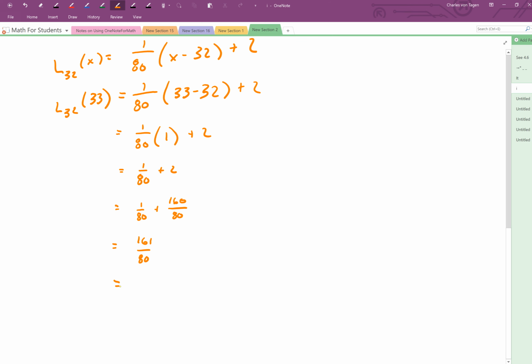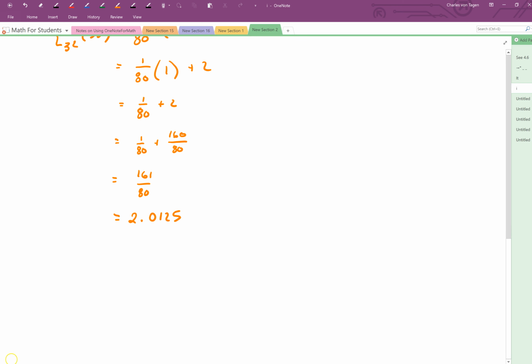And 161/80ths represented as a decimal is 2.0125. And what is the actual answer? So it turns out that the actual answer for the fifth root of 33 is roughly 2.01235. So a little bit off. We're accurate to the thousandths place, but a little bit off for the digits beyond that. Still, this linearization is a decent approximation to actually calculating the fifth root of 33.